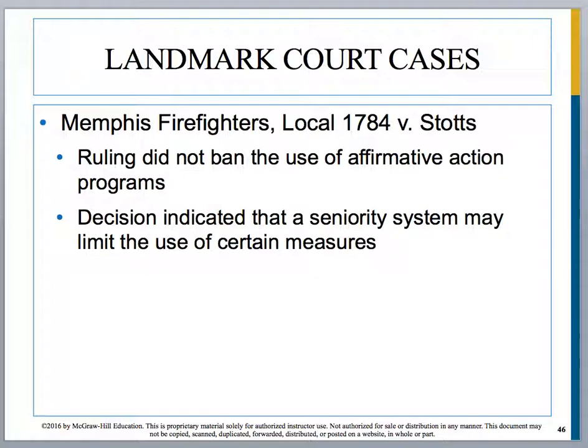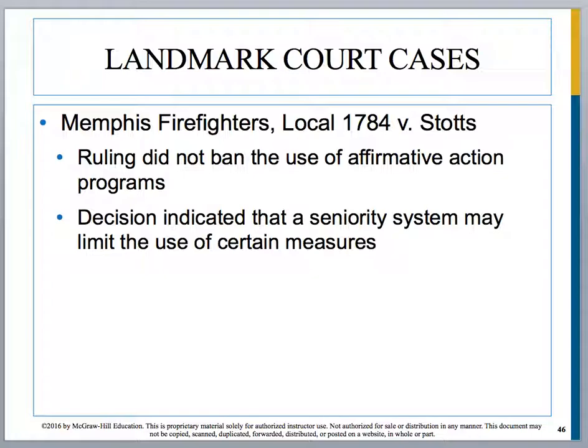Well, in May 81, the budget deficits caused some layoffs of personnel, and it was based on seniority. The district court issued an injunction ordering the city to refrain from applying the seniority system because it would decrease the percentage of African American employees in certain jobs. The city then used a modified plan to protect the African American employees, and the Local 1784 firefighters filed a lawsuit objecting to this modified plan.